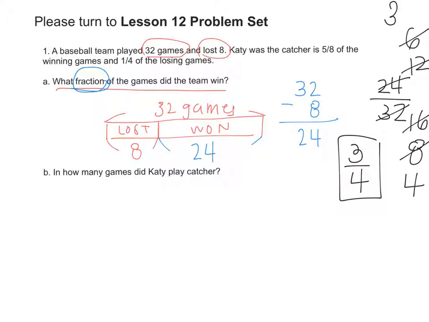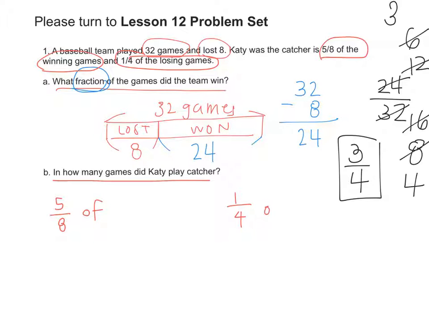So let's go ahead and underline that. Now what important information do we need in order to figure out how many games Katie was catcher for? Anushka? They played 32 games. Katie was the catcher in 5/8 of the winning games and 1/4 of the losing games. Okay, so there are 2 different fractions here: 5/8 of the winning games, and also 1/4 of the losing games.